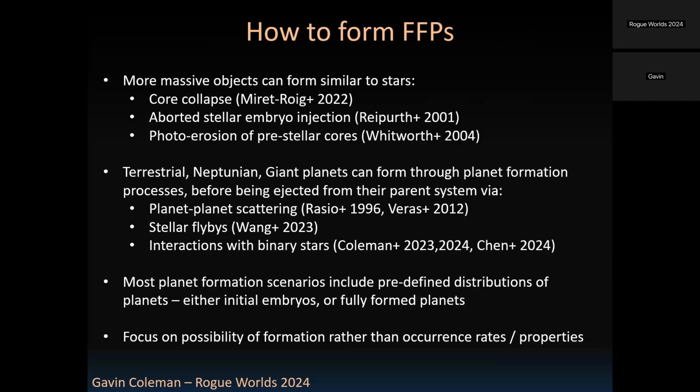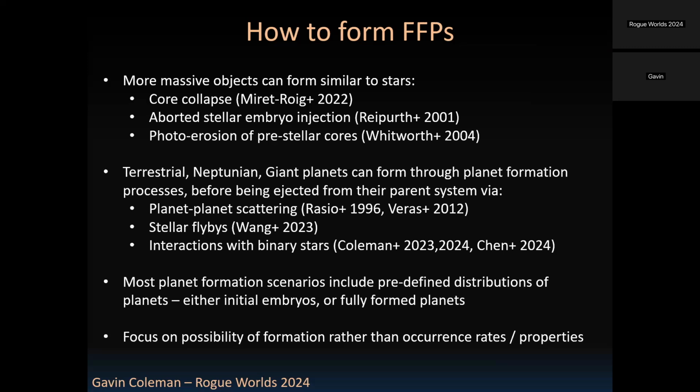So, how do we form FFPs? As I said, there's two different routes: star formation and planet formation. More massive objects can form similar to stars, so that's just core collapse effectively. Whereas the smaller planets can't really go through that process. They have to form through planet formation processes, so this has to be something similar to the core accretion model, and then they have to get ejected from the parent system somehow, either through interactions with other planets, interactions with other stars, or interactions with flyby stars. All these different ways are going to add to what we see in the observations.